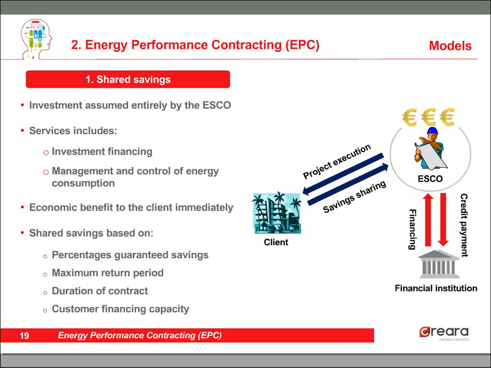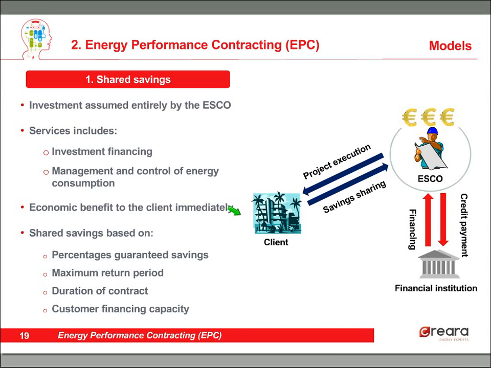So if we have in mind the chart which we saw before, one big part of the savings is returned to the ESCO to pay for their investment, but the client gets a little bit of these savings. And you can see the picture here, which is pretty clear. It's the ESCO that gets the financing, and both share the savings.